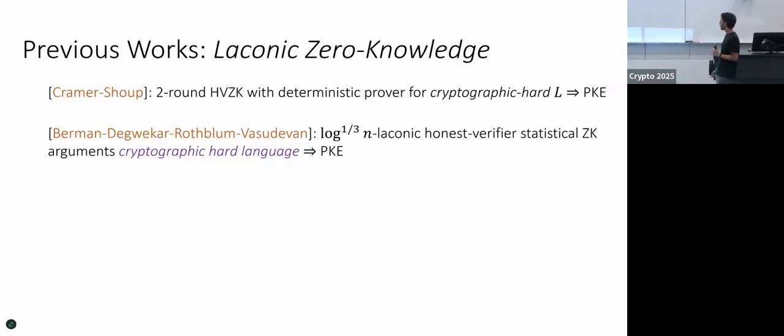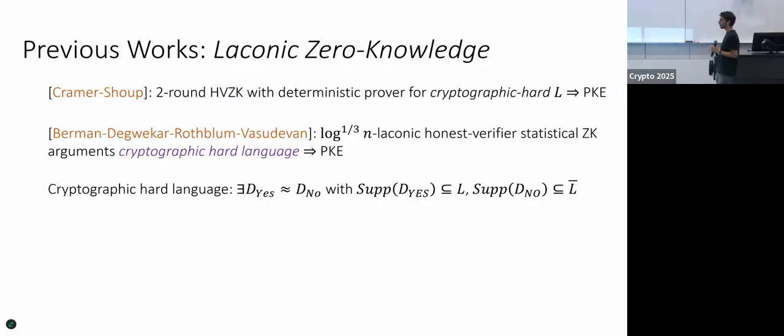So what is a cryptographic hard language? A cryptographic hard language is a language in which it is very hard to distinguish between yes instances and no instances. So there are two distributions, D yes and D no, such that these two distributions are indistinguishable, but the D yes distribution is a distribution over yes instances, and the D no distribution is a distribution over no instances. And what this work says is if you have some kind of honest verifier zero knowledge for a language which is that hard, you can construct public key encryption from it.